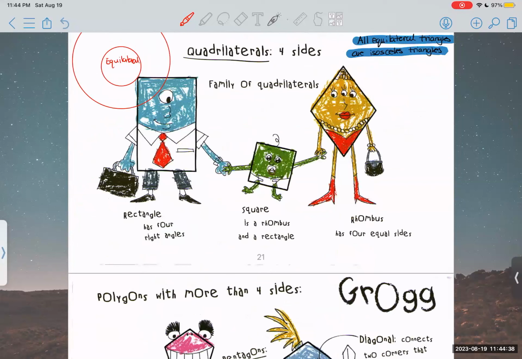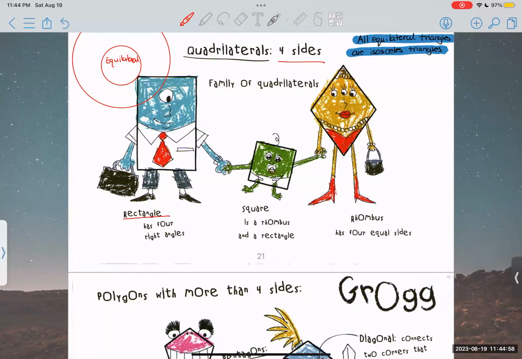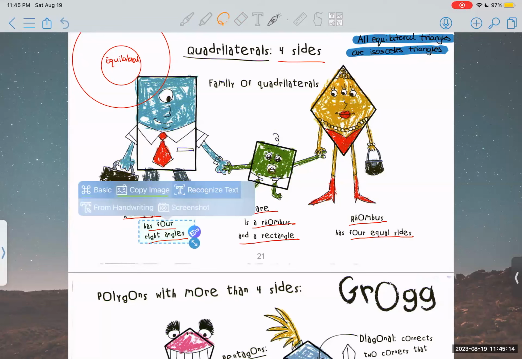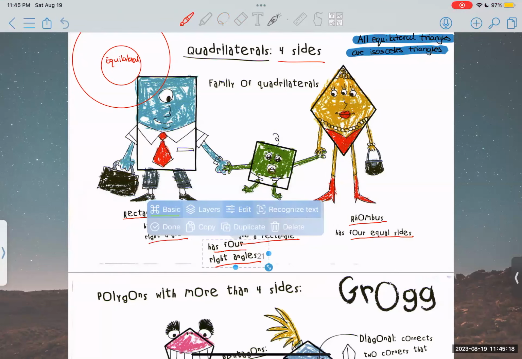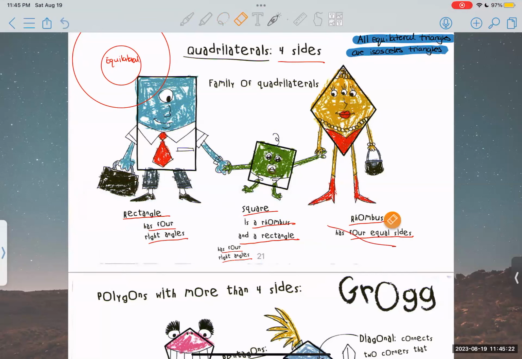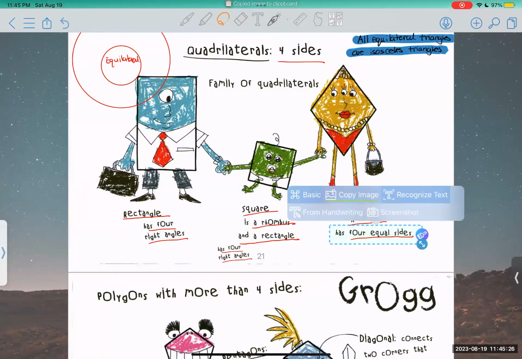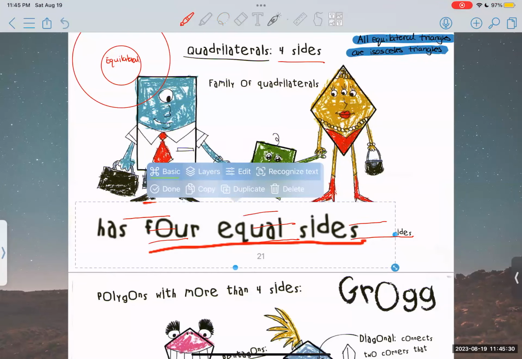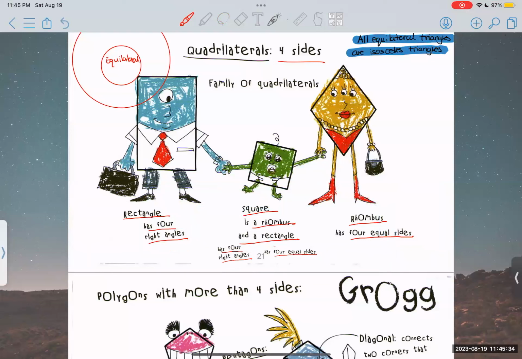And now let's look at quadrilaterals. So quadrilaterals have four sides. So let's look at the family of quadrilaterals. Rectangles, first of all, is a rectangle. A rectangle has four right angles. A square is a rhombus and a rectangle. A rhombus has four equal sides. So that tells us a square has four right angles and it has four equal sides. That's what makes a square square.